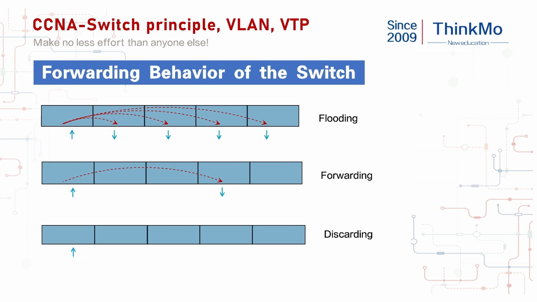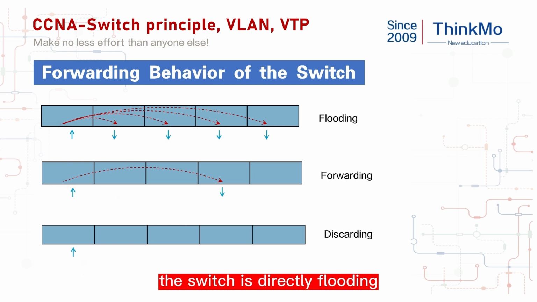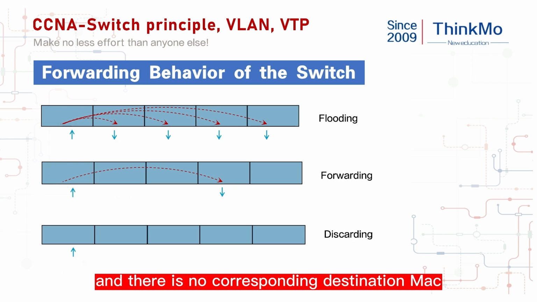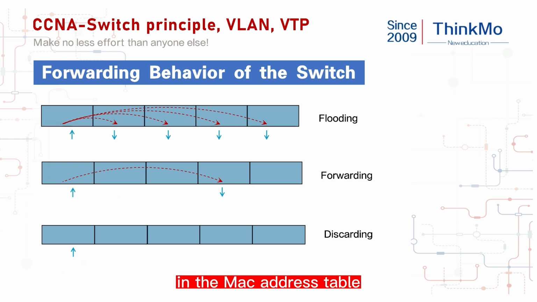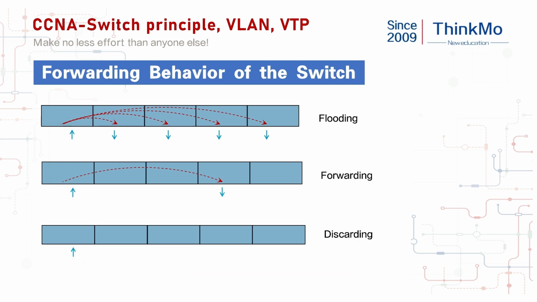Let's sort it out. The first is flooding. Under what circumstances will we flood? The switch receives data from an interface. If this data is broadcast data, the switch floods directly. If the data is unicast data, and there is no corresponding destination MAC in the MAC address table, then the switch also floods. So what is forwarding? The switch receives unicast data, and the destination is in the MAC address table. Then it forwards. And what is discarding? It's what I just told you.